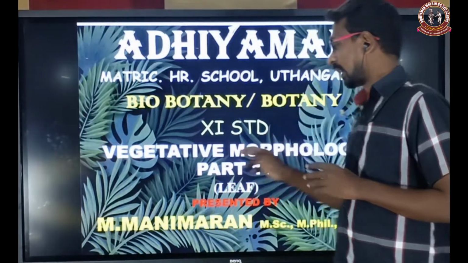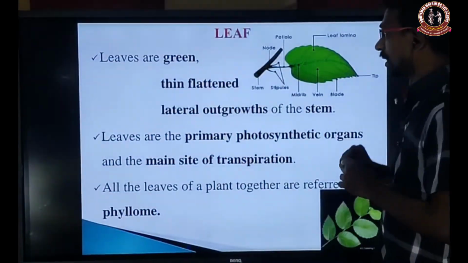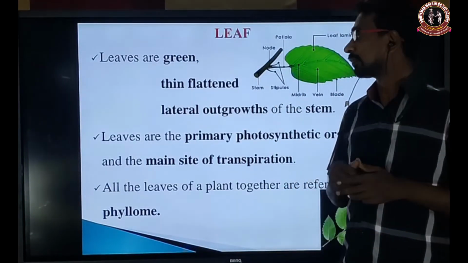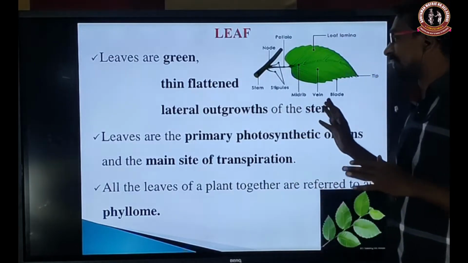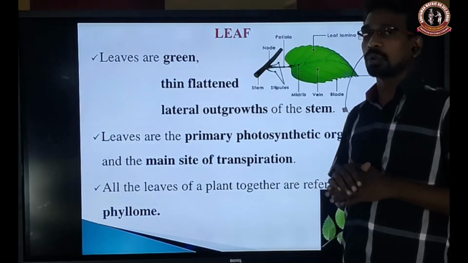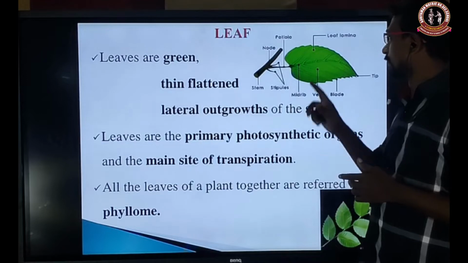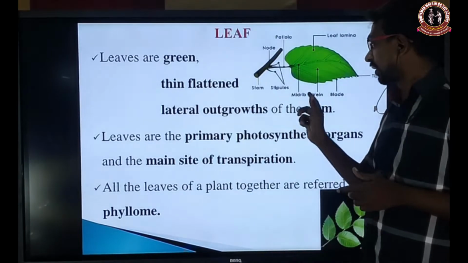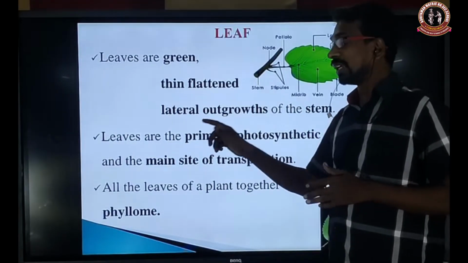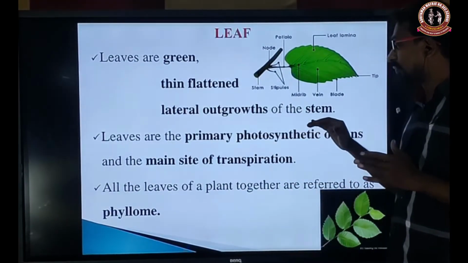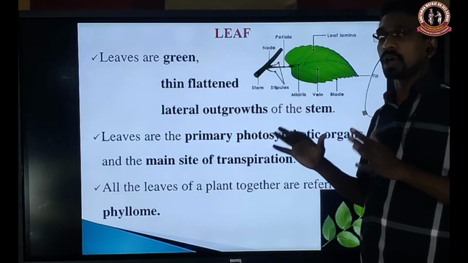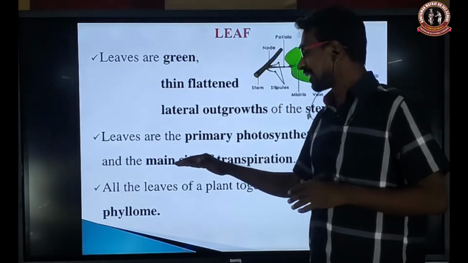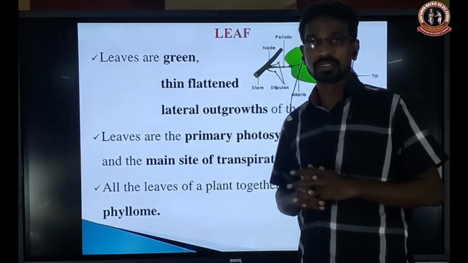Next we are going to see the leaf, which is a green, thin, flattened lateral outgrowth of the stem. It is a lateral outgrowth originating from the node. Leaves are the primary photosynthetic organ, and the main site for transpiration.